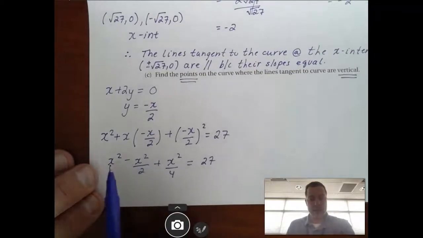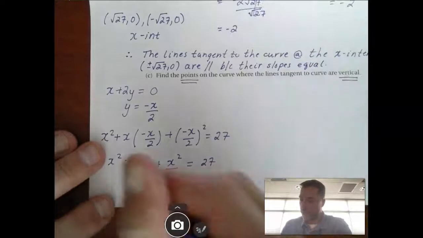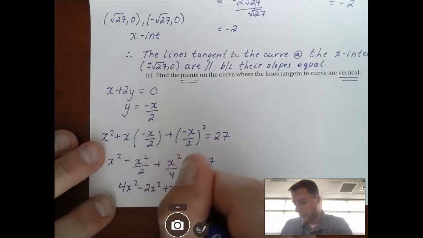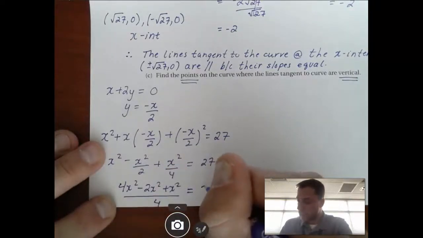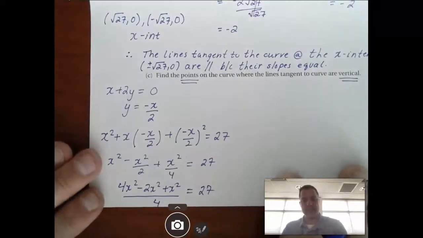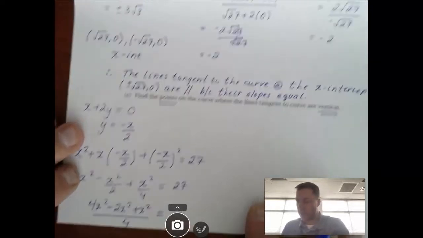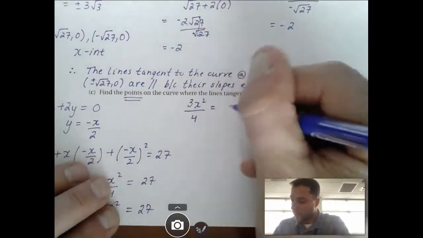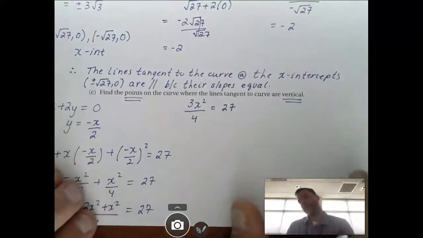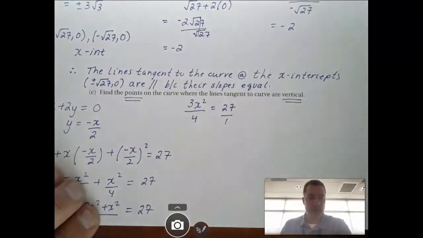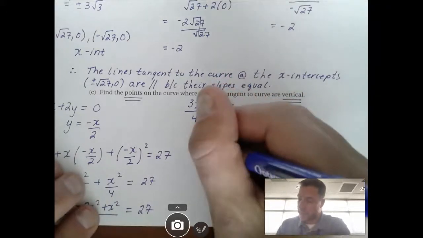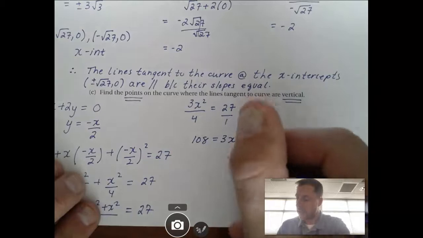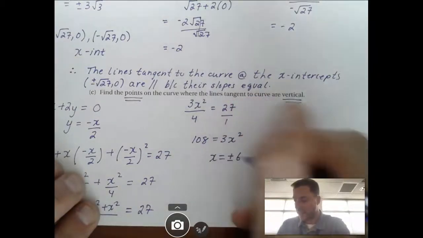And we need a common denominator on the left. We have 1, 2, and a 4. Common denominator is 4. So we get 4x squared minus 2x squared plus x squared all over 4, and that's equal to 27. Simplifying the numerator, 4 minus 2 is 2, 2 plus 1 is 3. We have 3x squared over 4 equals 27. Okay? We can now cross multiply, which gives us 27 times 4, which is 108, and we get 3x squared. If you divide by 3 and take the square root, I believe you get x equals plus or minus 6.